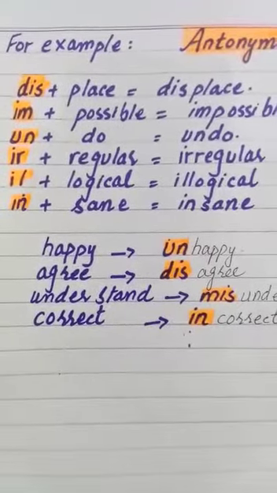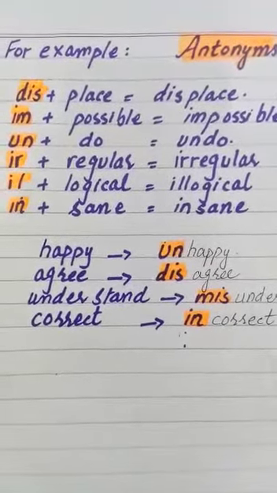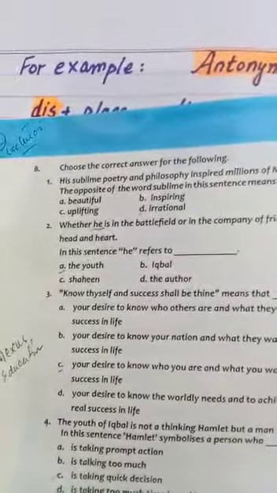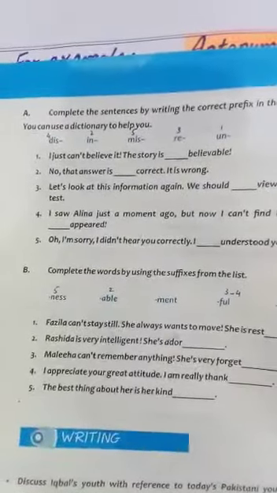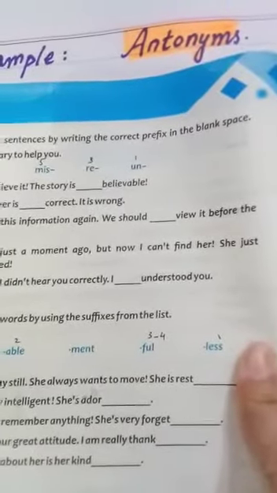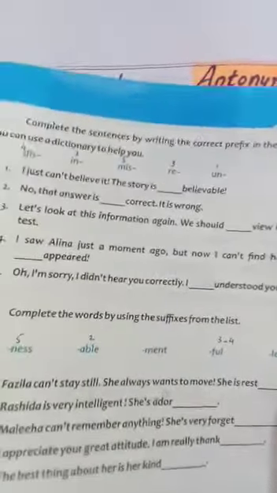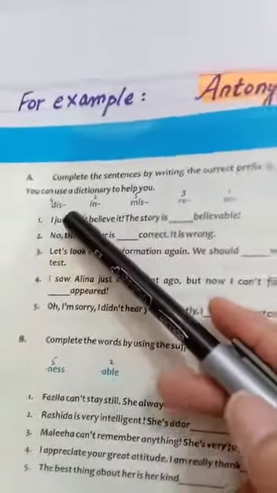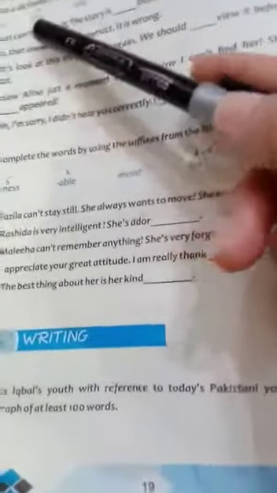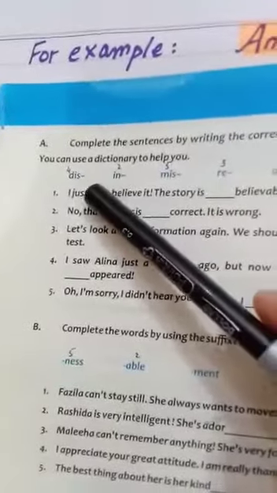Okay, dear students, now see the exercise on your page number 19, exercise A. Your exercise A is about completing the sentences by writing the correct prefix in the blank spaces. There are some prefixes you can see there, on page number 19.